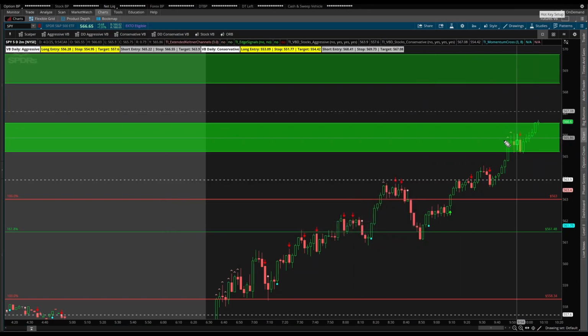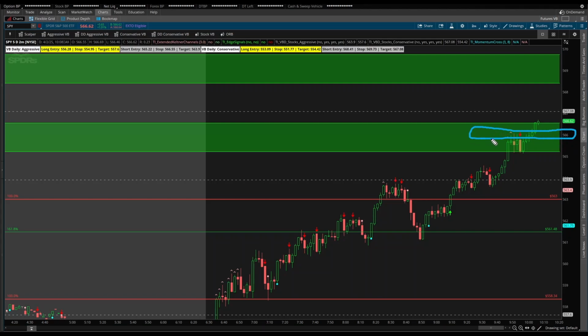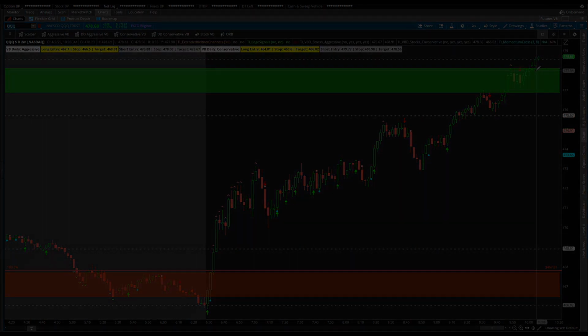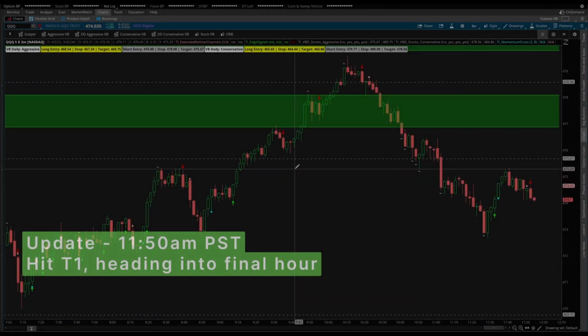I'm going to repeat the same process from SPY here. So we're looking to ride the momentum cross really anywhere above this 566 mark. And inside of the Qs, similar with 478. All right, here's what happened.